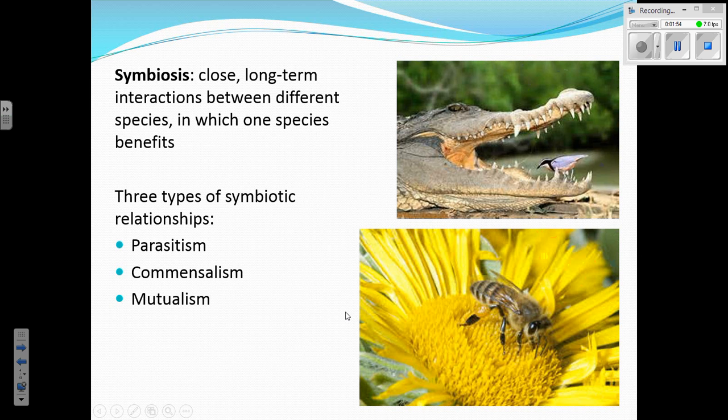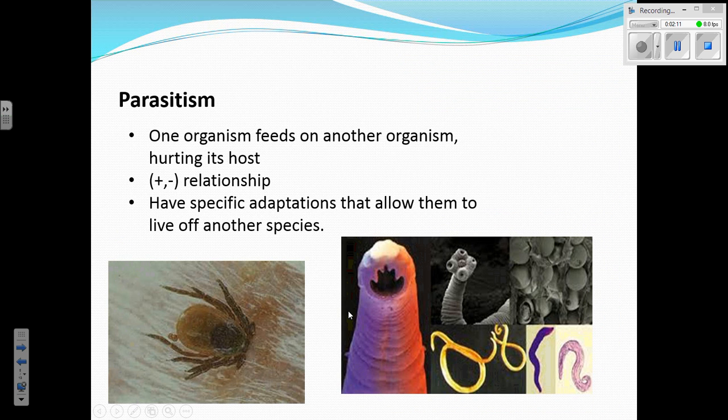Symbiosis is a close long-term interaction between different species in which one species benefits. You'll find this a lot in different communities, and there's three different types of symbiotic relationships. There's parasitism, there's commensalism, and then there's mutualism. Parasitism, which is probably the most familiar, is one organism feeding on another organism, hurting its host. So there's a positive-negative relationship.